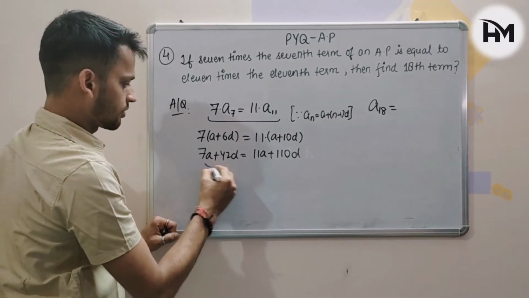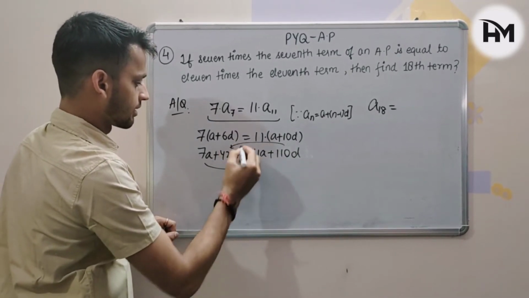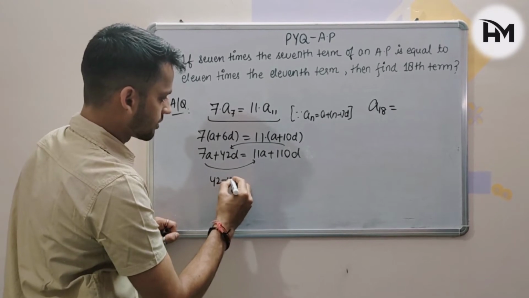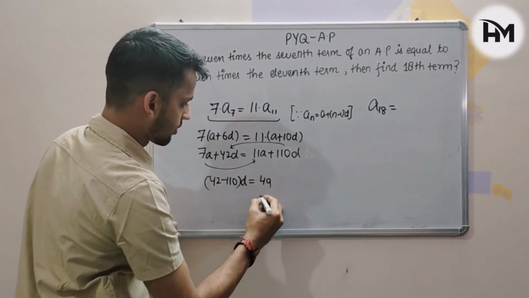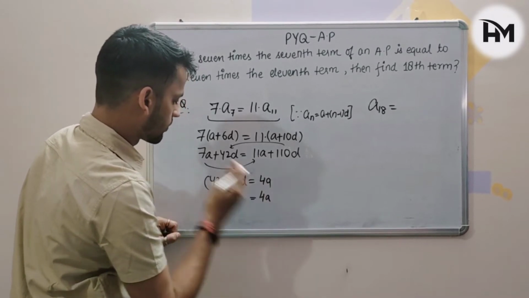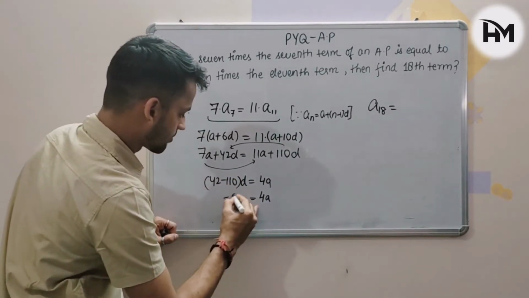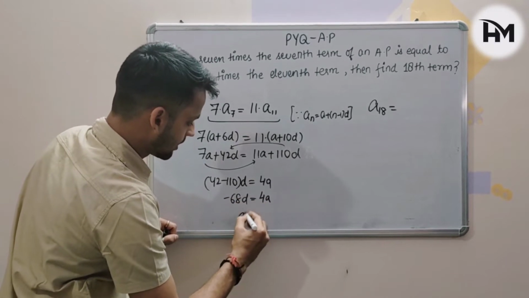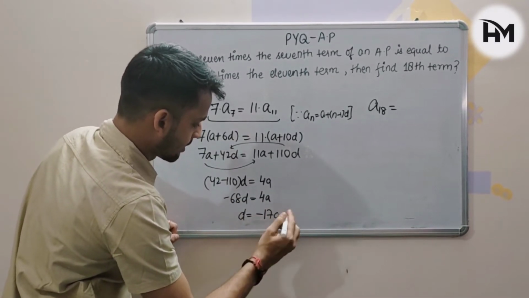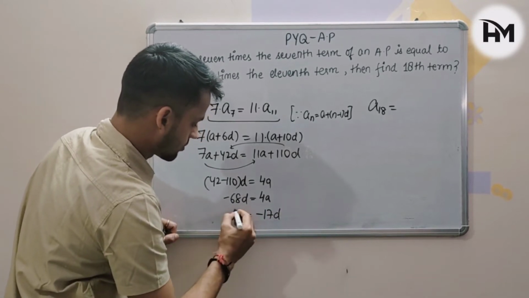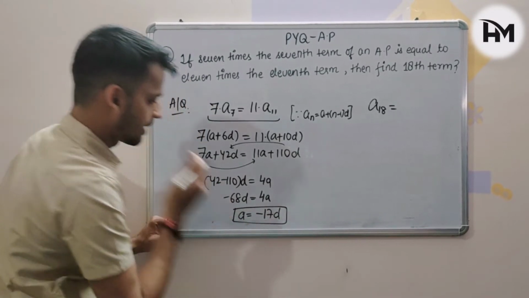So we take this term to this side and that term to the other side. So 42 minus 110 times d is equal to 4a, or we can say 4a equals minus 68d. So a equals minus 17d.